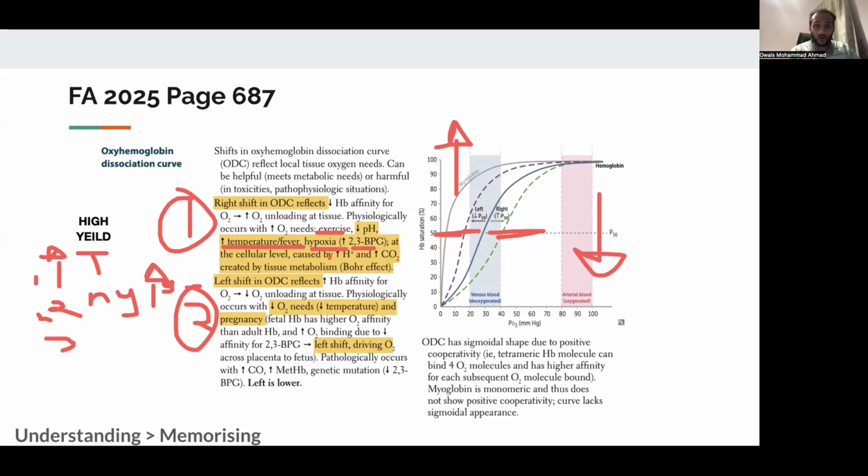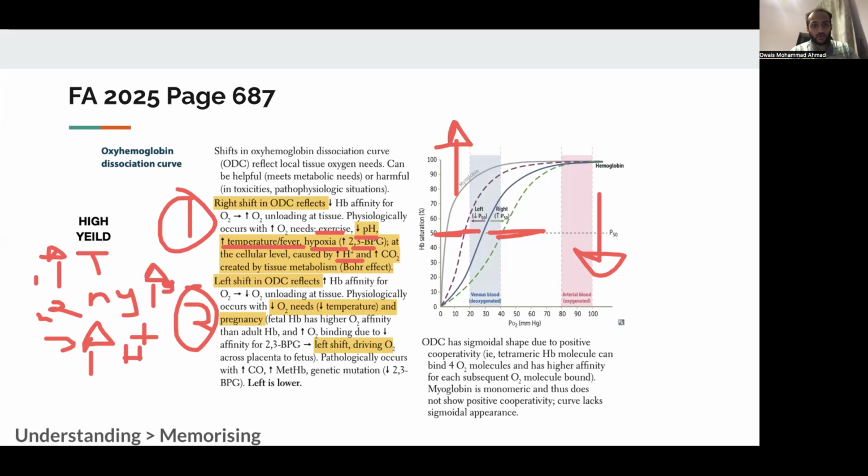Then we can see we're here caused by increased H plus, so that's going to be increased amount of H plus. So that's going to be any sort of decreased pH, where we're having a lot of CO2, tissue metabolism, and the Bohr effect. So we're having a lot of anaerobic metabolism. We're not producing a lot of oxygen. So therefore, there's going to be a lot of letting go of your O2. That's going to be the Bohr effect.